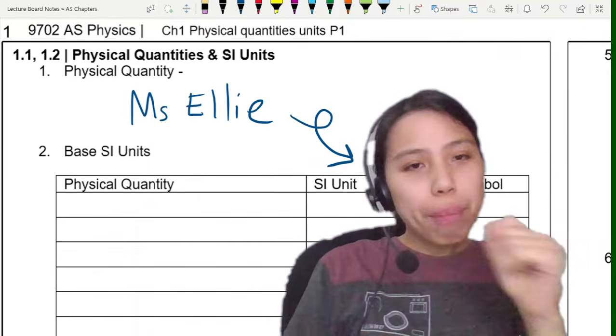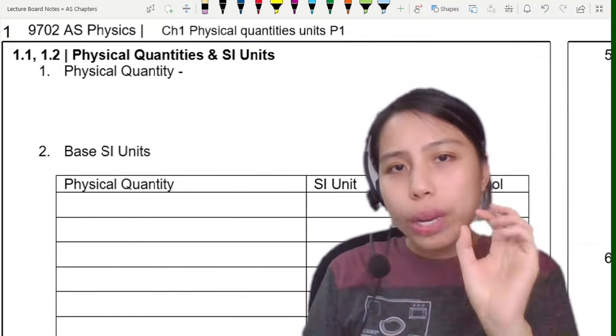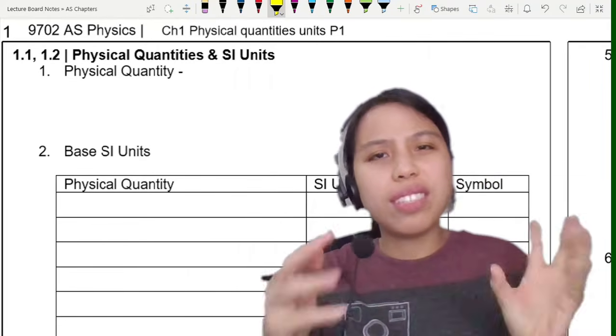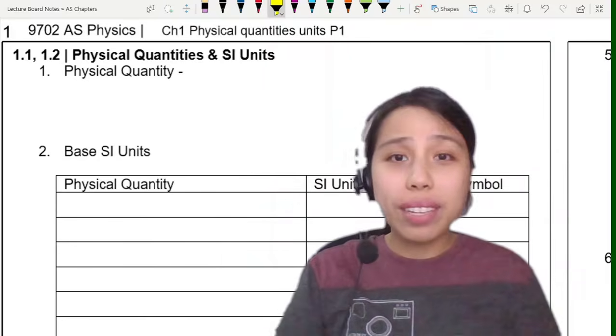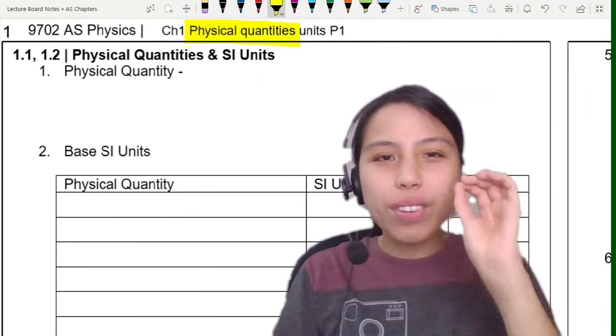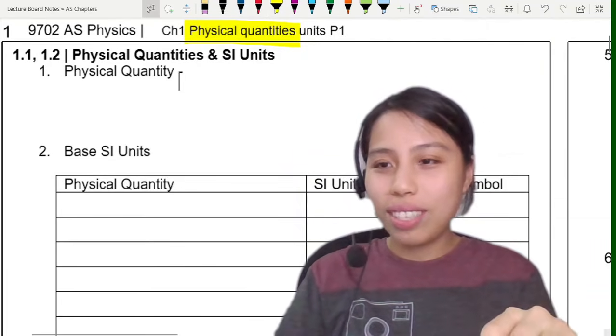But before we go into all the fun stuff, we need to agree on certain language that we use to describe the world around us. Physics is the study of things around us that we can see and measure. And that's why the very first chapter is just about physical quantities and units.